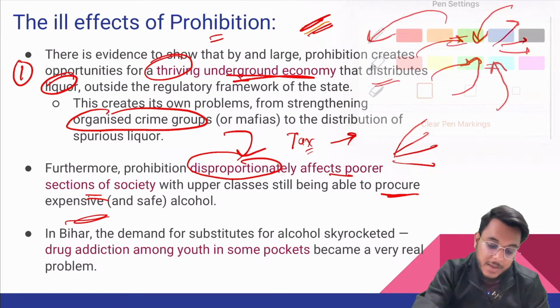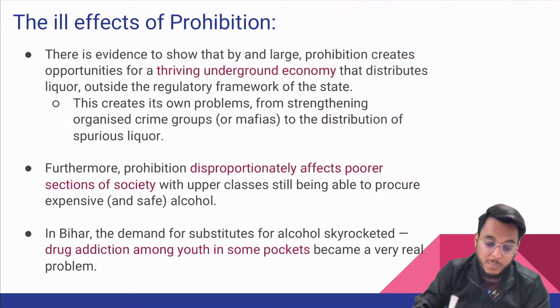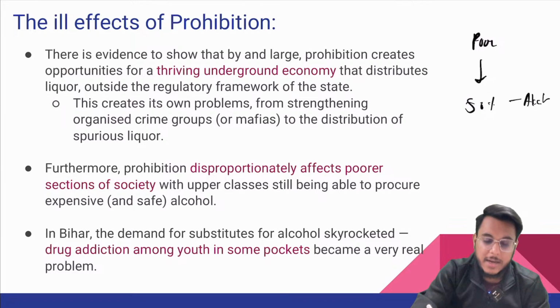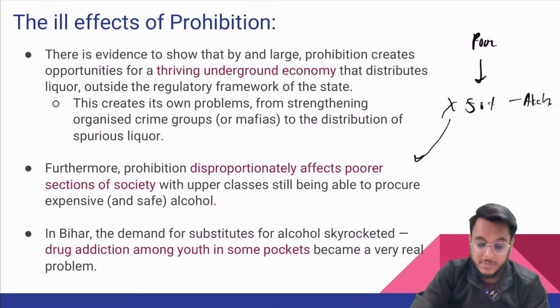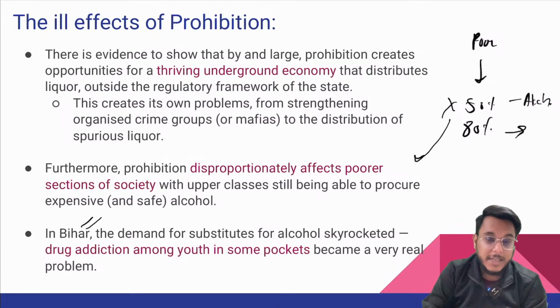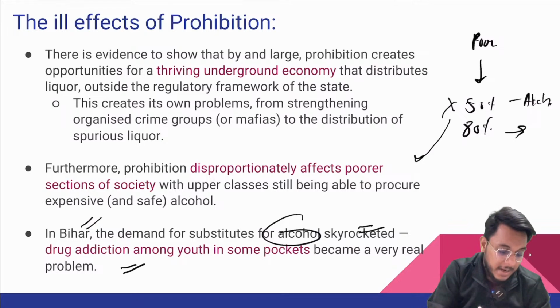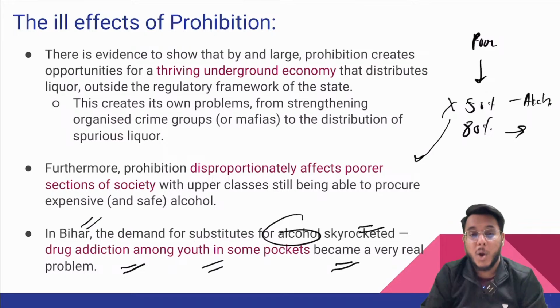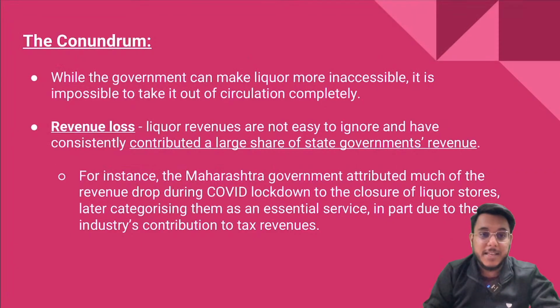Guys, understand this particular thing. Alcohol bans have been imposed many number of times. Why? Because many of the poor people spend more than 50% of income on alcohol. Now what is happening? When alcohol is banned, the smuggled alcohol is more expensive, and now they are spending around 80% of the income on alcohol. In Bihar, it has been found that the demand for substitutes of alcohol has skyrocketed. And drug addiction among some youth has become a very big problem, and addiction to other kinds of substances has increased.